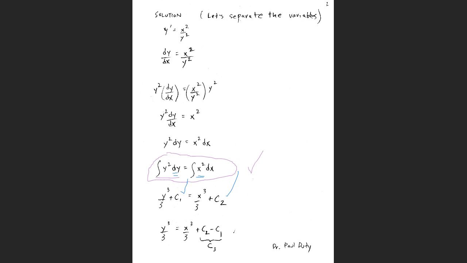But what I'm going to do is subtract c1 from both sides of this equation. And I arrive at this last step where y cubed over 3 equals x cubed over 3 plus c2 minus c1. I don't want to carry around two different constants of integration, so I'm going to call c2 minus c1 c3.